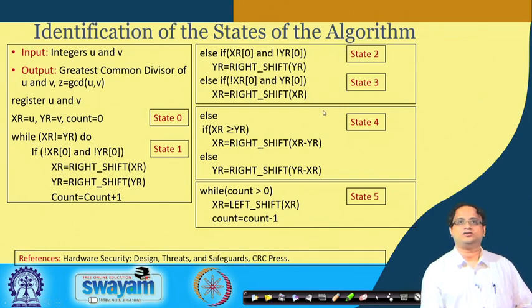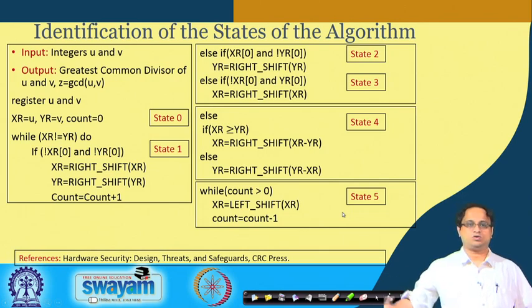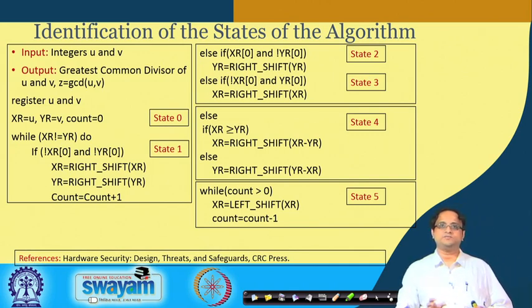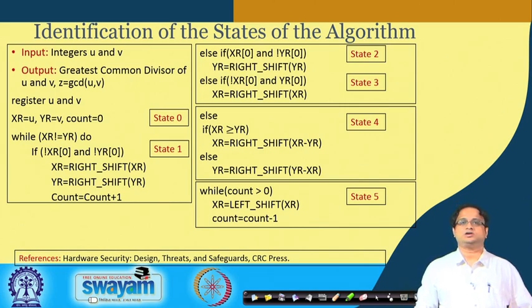State 2 and state 3 stand for the cases when one of them is even and the other is odd, and state 4 stands for the case when both of them are odd. State 5 stands for the case when I am almost going to give you the output. That is the final output state, and very soon we will get the result, which is stored in the register XR. This is a very simple example, but you can apply this technique to implement even complex algorithms.